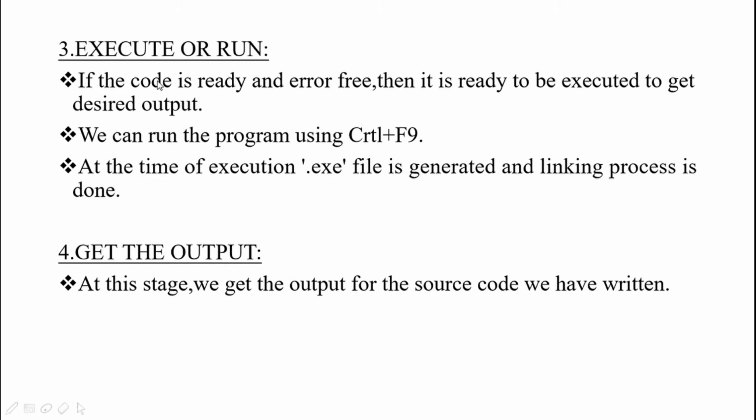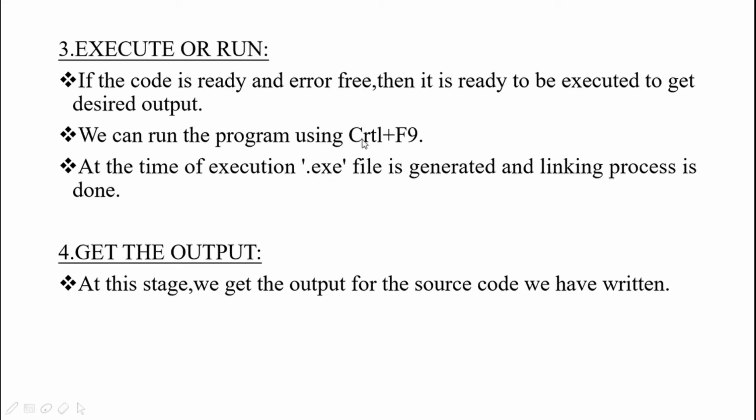The third step is execute or run. Whenever we compile, if the code is ready and error free, then we can execute the program. If there are any errors in your program when you compile, then you cannot execute and you cannot get the desired output. Only if the code is error free can we execute it, and then it is ready to execute to get the desired output. We can run the program using Control F9.